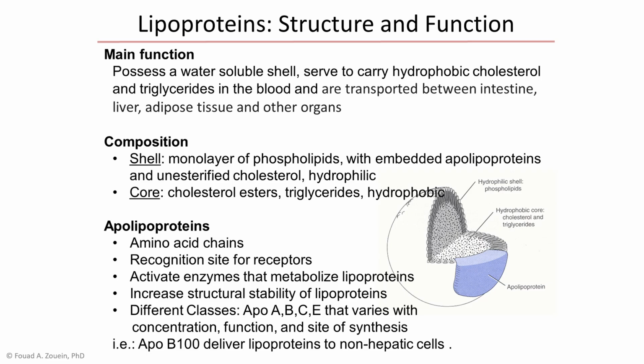The apolipoproteins are nothing but proteins, and they're very important for the structure and stability of the lipoprotein, as well as the function of lipoprotein. They actually activate enzymes that metabolize lipoproteins, such as lipoprotein lipase. We have different classes of apo, depending on the type of lipoprotein we're talking about. We have apo A, B, C, and E. An example of that would be ApoB100, for instance, that delivers lipoproteins to non-hepatic cells. We're going to talk about this in detail in the following slides.